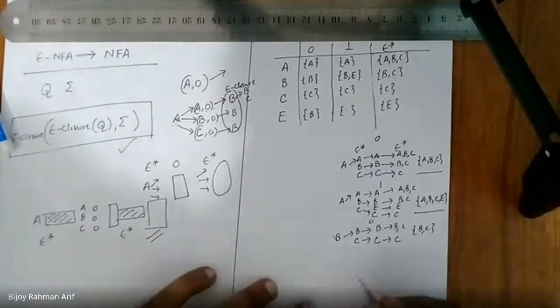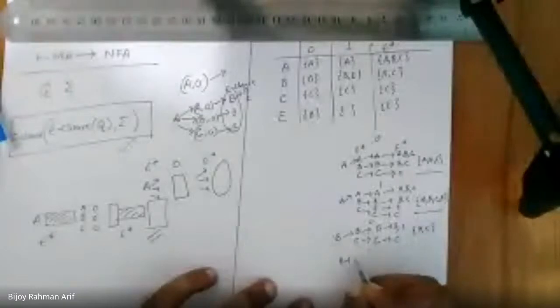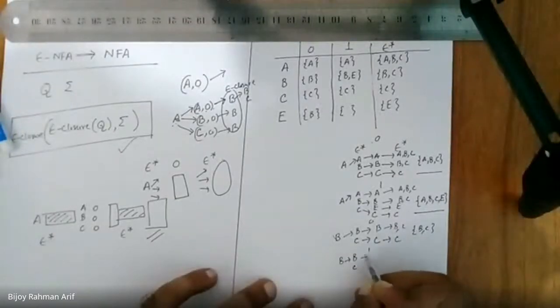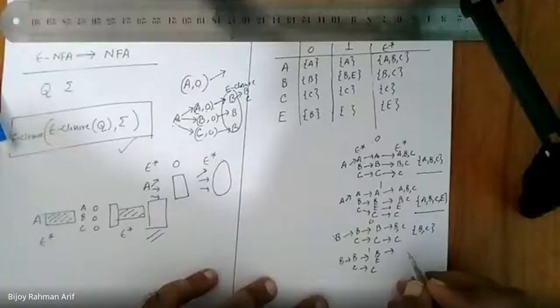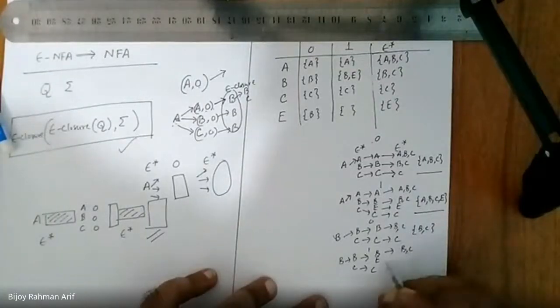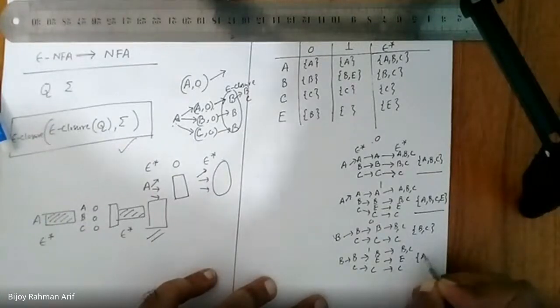Now let's take 1. B on 1, where should I go? BE. C on 1, where should I go? C. B's epsilon closure is BC. E's epsilon closure is E. C's epsilon closure is C. So the union is B, C, E.